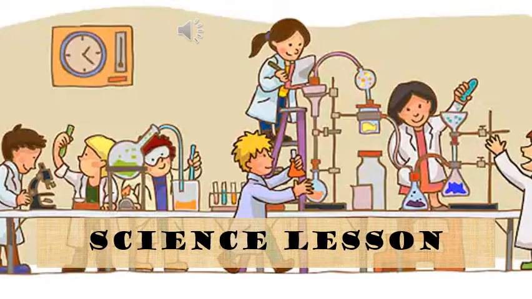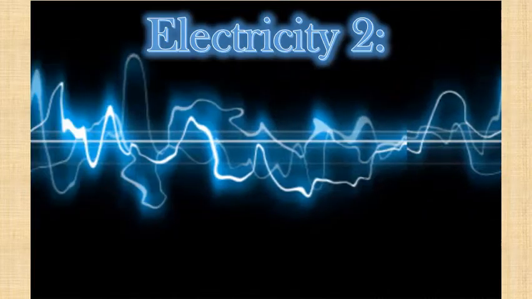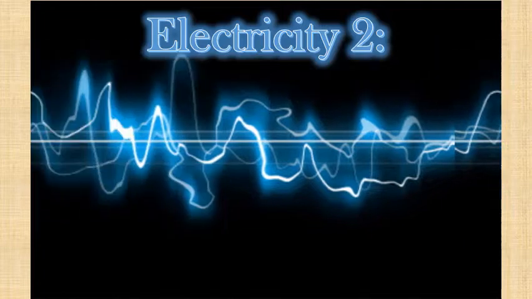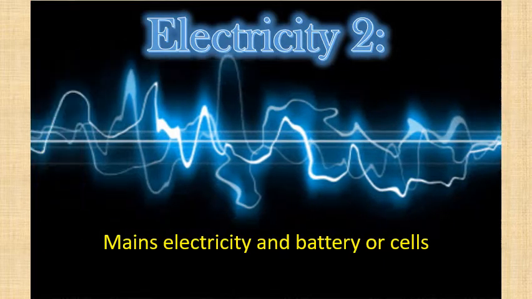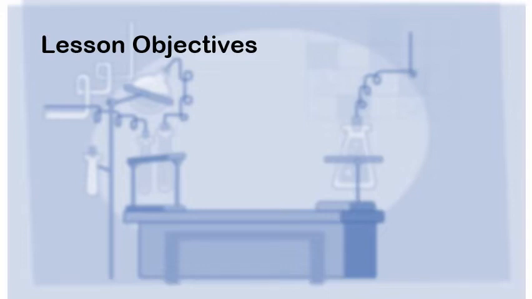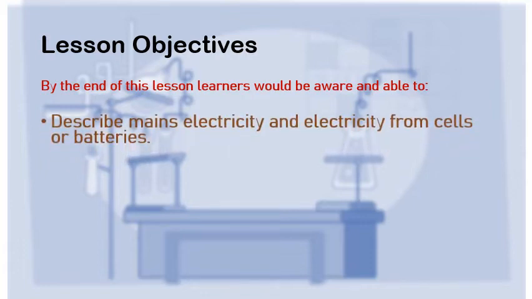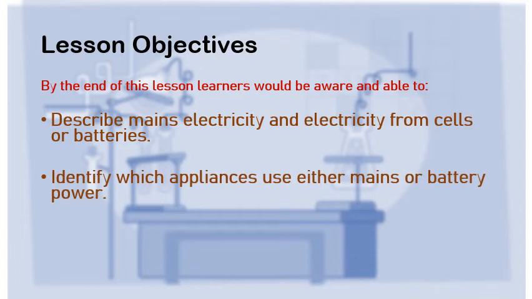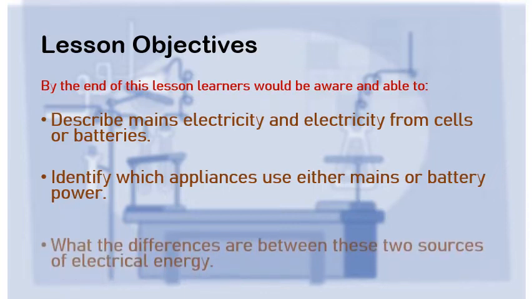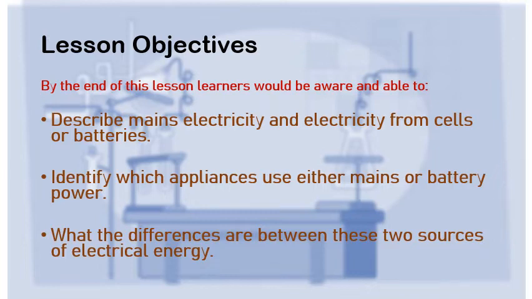In today's lesson, we'll be studying the second part of our electricity lesson. We were looking at mains electricity and battery or cells electricity. Today's objectives are, first of all, to be able to describe mains electricity and electricity from cells or batteries; to identify which appliances use either mains electricity or battery power; and finally, what the differences are between these two sources of electrical energy.